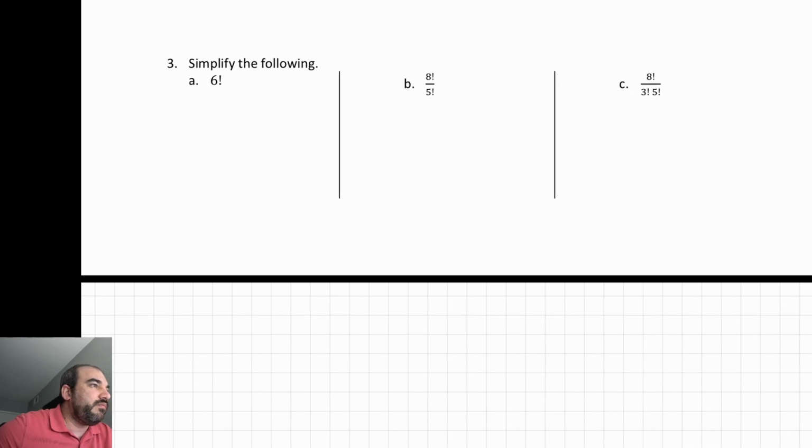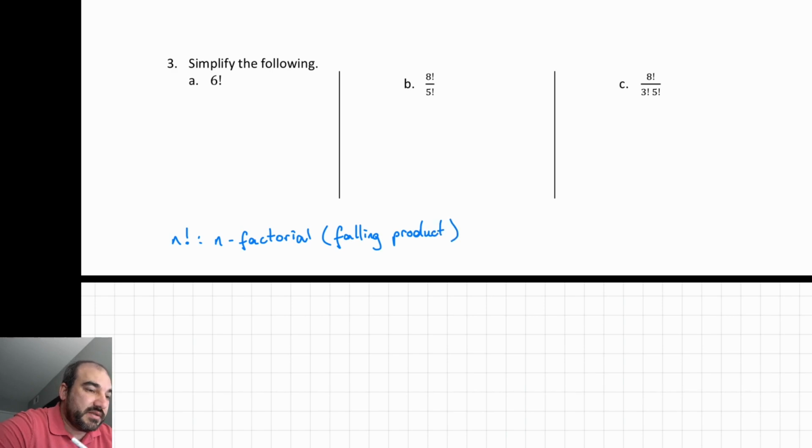Okay, let's talk about what a factorial is. We have this exclamation point symbol that is maybe new for you guys. Whenever we have a number with an exclamation point, we read that as n factorial, which is essentially a falling product. What do we mean by falling product? Sorry, falling product starting with n and ending at 1.